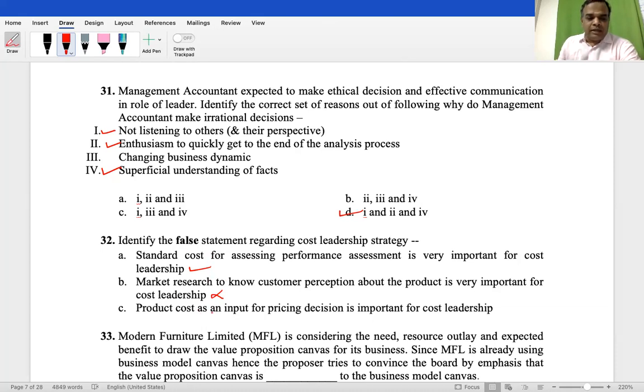Product cost as an input for pricing decisions is also correct. The requirement of the question is the false statement, so B is the false statement. They are supposed to give the options, A for A, B for B, C for C, and all of the above, none of the above. So B is the answer for this question.